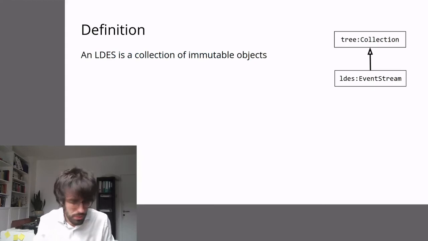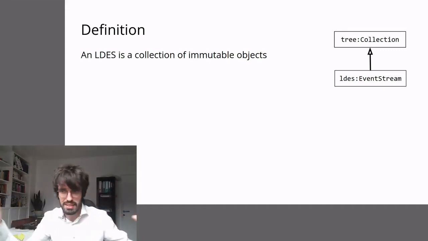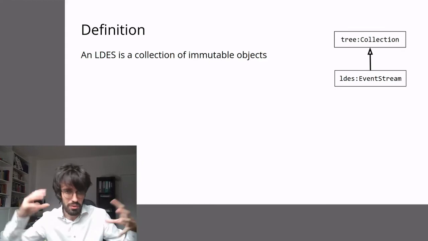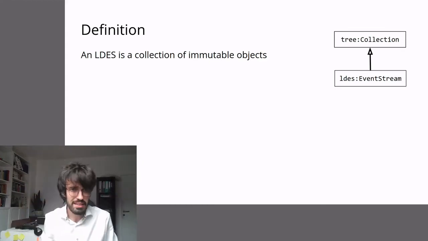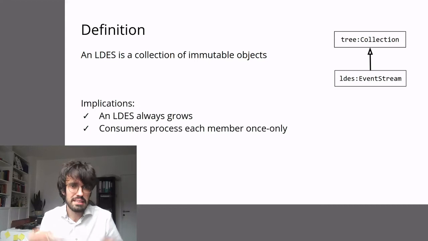So first of all, the definition of a linked data event stream. Well, it is a collection of immutable objects. I think that's a really important thing to understand: all these things that were at one point part of the linked data event stream are never going to change anymore, and they're always going to be part of the linked data event stream. So the implication of that is that a linked data event stream always grows.